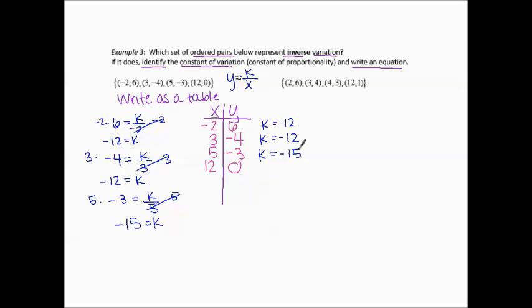When that happens, when we don't get the same thing each time, this is going to be not inverse. We don't necessarily know if it's direct or not, but we know that it is not an inverse variation. We would need for each of the ordered pairs or each set in the table, all would have to give me -12 when I plugged it into my inverse variation equation.